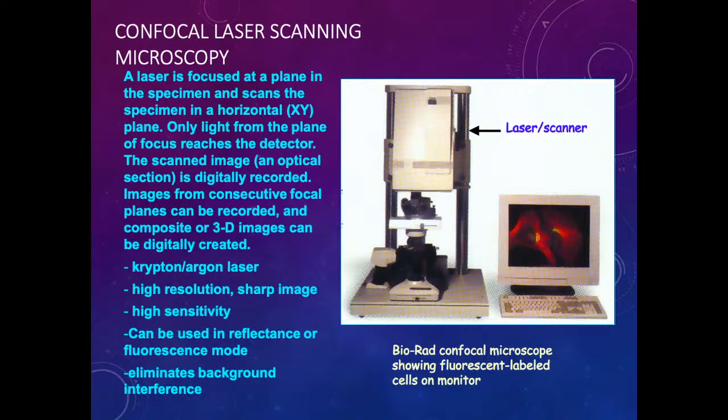So confocal laser scanning microscopy is mainly based on specimens in the horizontal plane, that is the XY plane. So only light from the plane of focus reaches a detector, and the scanned image is digitally recorded. So images from consecutive focal planes can be recorded, and composite or 3D images can be digitally created afterwards.